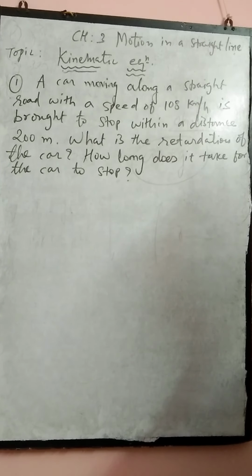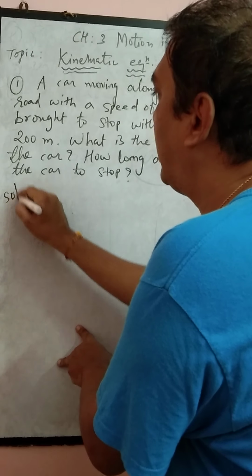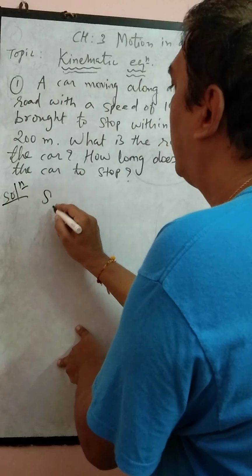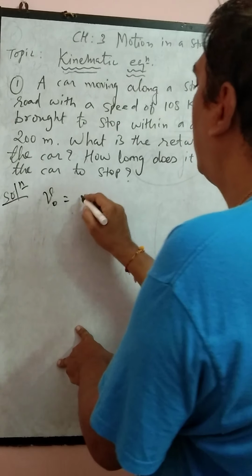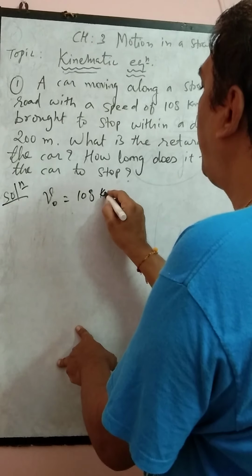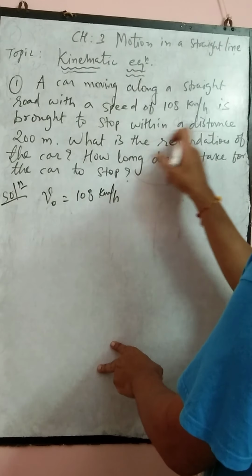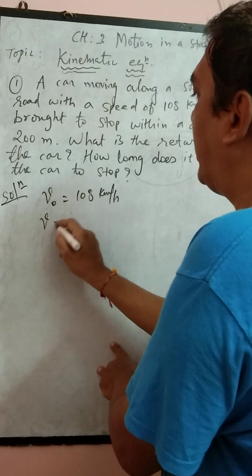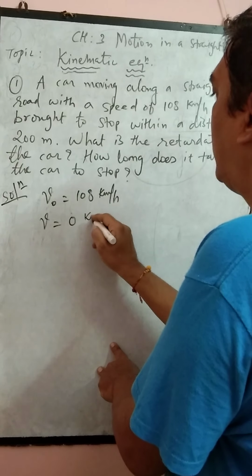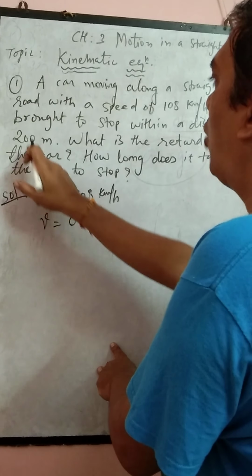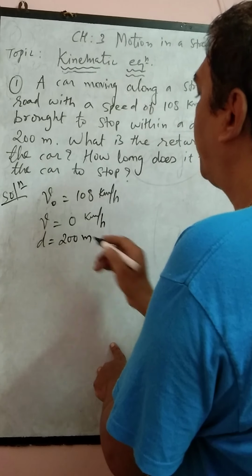Obviously, here what is given? Initial speed. The car is running with what speed? V naught is equal to 108 kilometer per hour. Then second thing, it's brought to stop. Stop means its final velocity is equal to 0 kilometer per hour, right? And covering how much distance? 200 meter. So D equal to 200 meter.